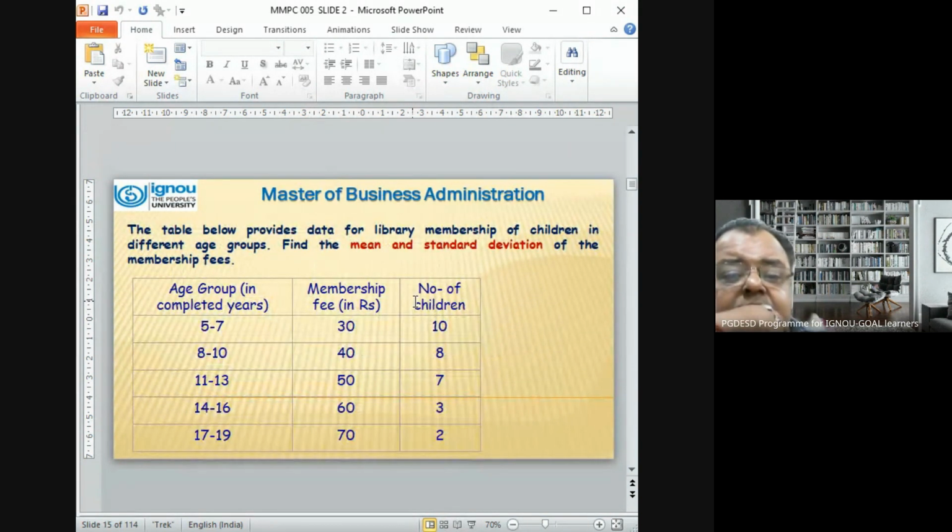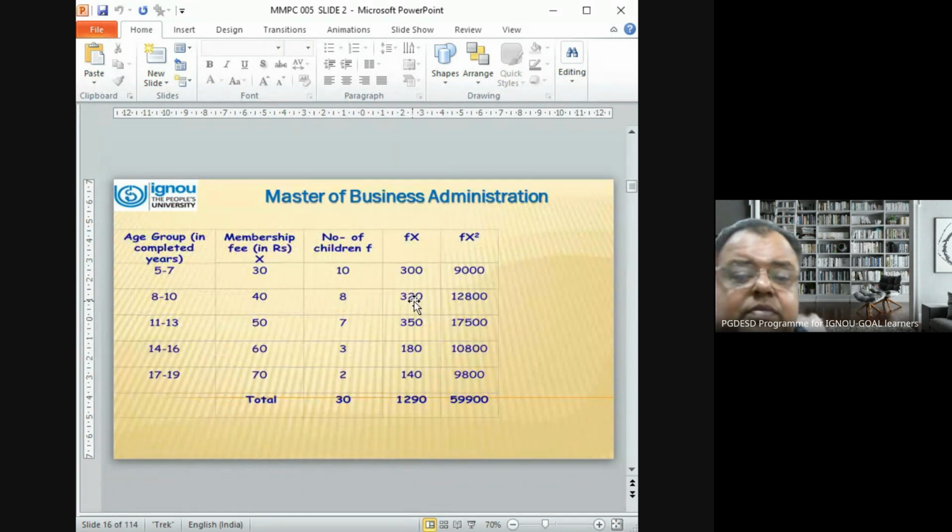Now see, a table below provides data for the library membership of children in different age groups. Find the mean and standard deviation of the membership. Here three columns are given to us. How will these columns be used? First is age group: 5 to 7, 8 to 10, 11 to 13, 14 to 16, 17 to.